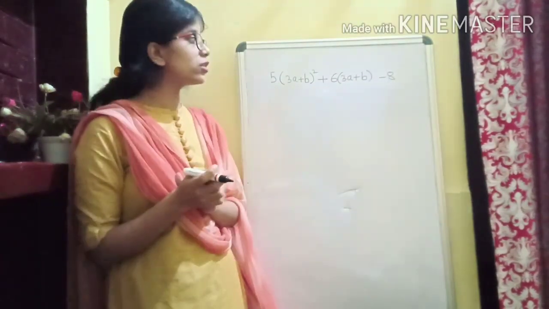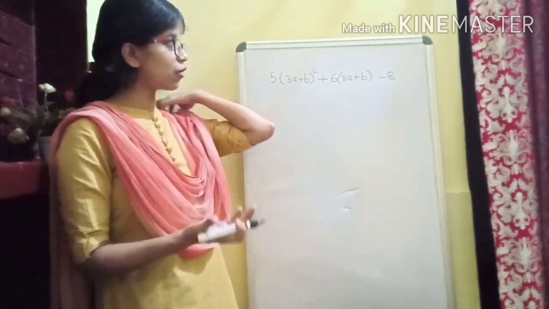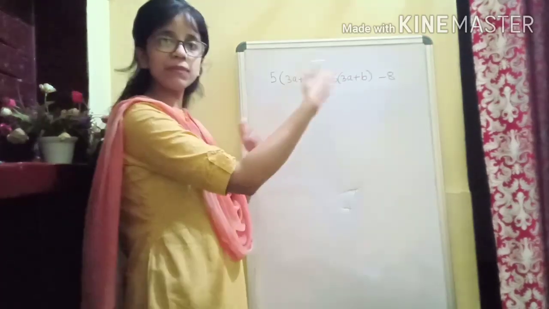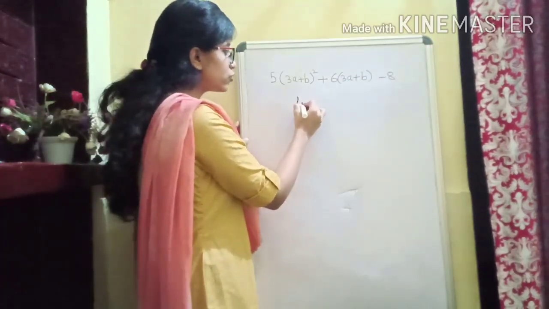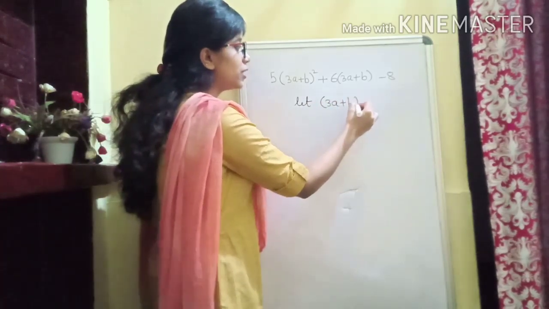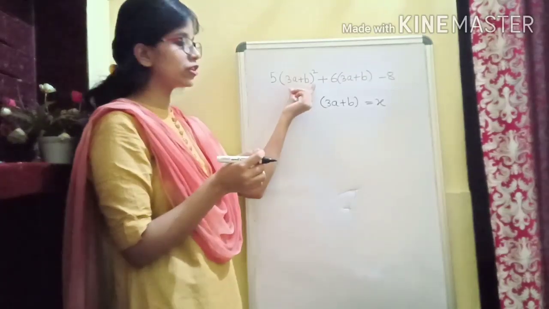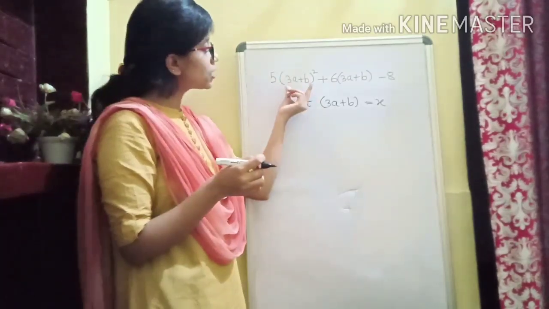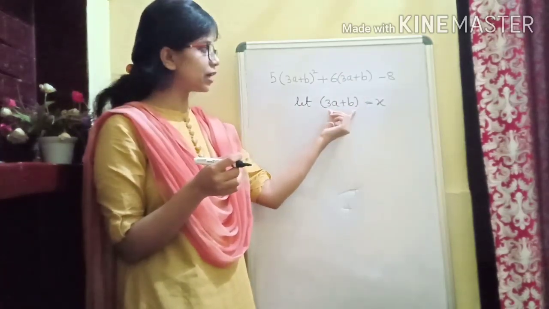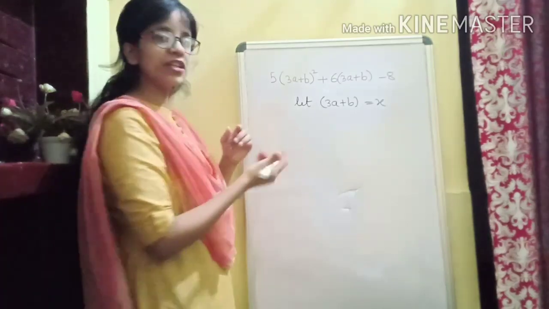But how do we solve this type of trinomial using the substitution method? See, 3a + b is repeating. So we are going to take 3a + b equals x. Whatever term is repeating and you are not able to differentiate or find out, just take that term as x. I'll take one more question to tell you all, so that it would be clear.